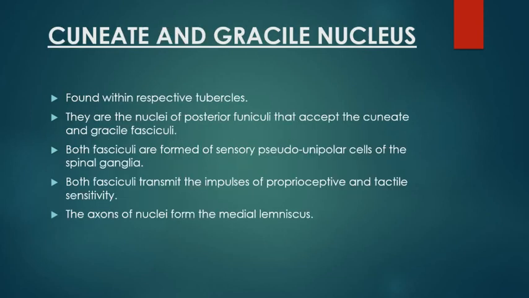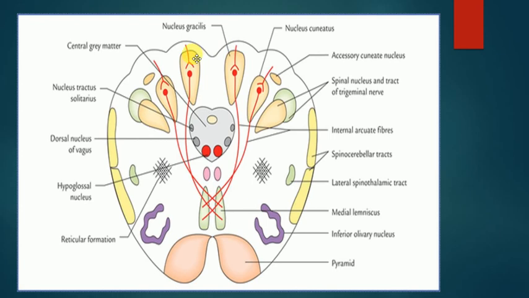Next is the cuneate and gracile nucleus. It is found within respective tubercles. They are the nuclei of posterior funiculi that accept the cuneate and gracile fasciculi. Both fasciculi are formed of sensory pseudo-unipolar cells of the spinal ganglia. Both fasciculi transmit the impulse of proprioceptive and tactile sensitivity. The axons of nuclei form the medial lemniscus. As we already said, nucleus of gracilis here and nucleus of cuneatus here.